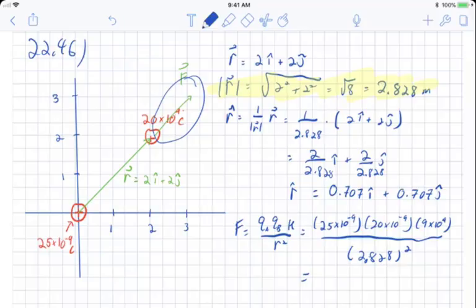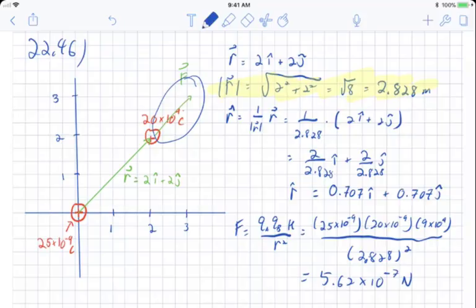And you punch those into your calculator. 25e minus 9 times 20e minus 9 times 9e9 divided by 2.828 all squared. Boop. So that's 5.62 times 10 to the minus 7 newtons.